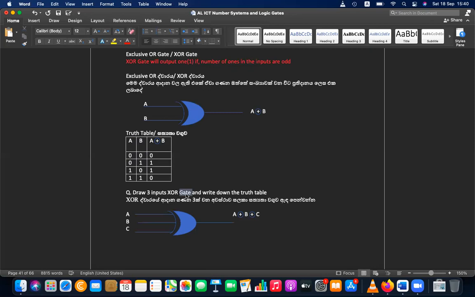Okay, can you try this one also? Just give a try to do this one also. Then I'll show you the answer, but just try whether you can do it or not. Just give a try. Okay, if you have any difficult point, you can ask now.